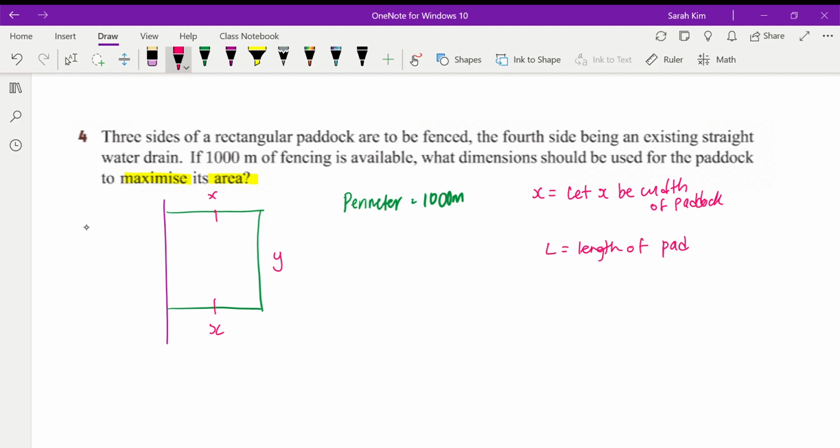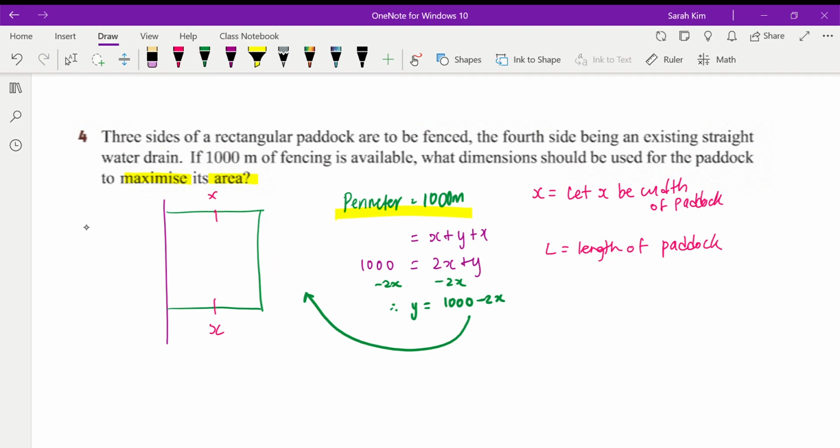Now we never want two symbols, so basically what we want to do is figure out what y is in terms of x, and this is where this information is very useful. If I figure out the perimeter, it's going to be x plus y plus x, which can be simplified to 2x plus y. So this equals 1,000. All I have to do is rearrange to get y by itself, so I can write my equation in terms of x. I just get rid of 2x from both sides. Therefore y equals 1,000 minus 2x.